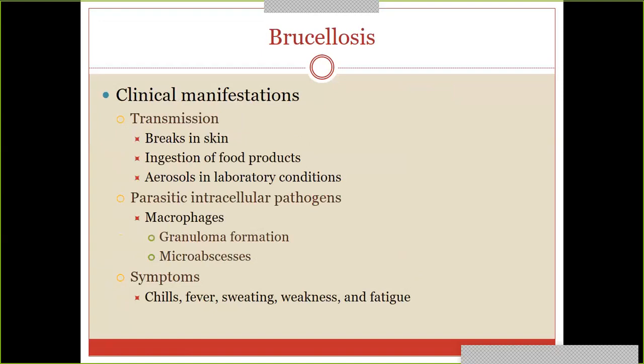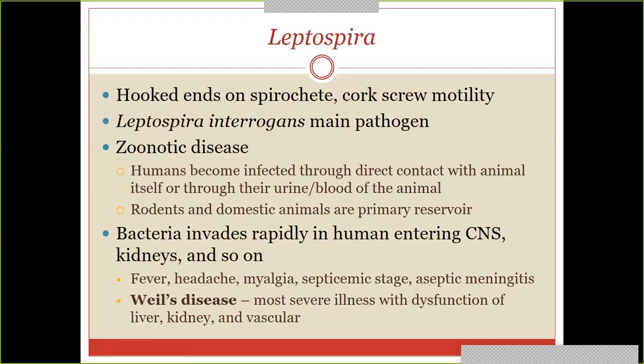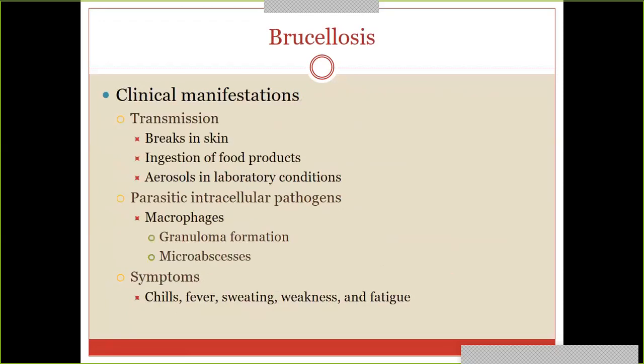And then again, as far as transmission goes, it could be handling one of those contaminated animals. If you had a break in your skin and it got in there, ingesting, say, contaminated food products like unpasteurized milk coming from a cow that has it, or it could be aerosolized in the lab. That's why they require a safety level of 3 at least to work with this. So again, it's going to cause similar symptoms: chills, fever, sweating, weakness, fatigue, and then it disseminates throughout the body, causes different abscesses, things like that. So very much why they use it in bioterrorism, it can disseminate throughout.